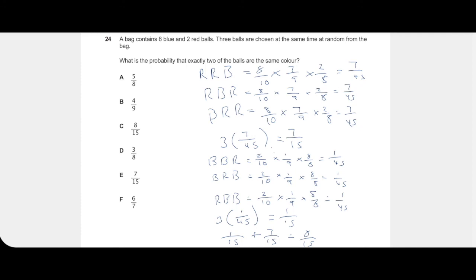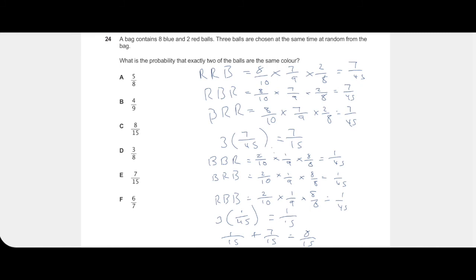So the probability of getting red, red, blue is equal to 8 over 10 times 7 over 9 times 2 over 8, which is equal to 7 over 45. And this is going to be the same probability for red, blue, red, and blue, red, red. And I'm just going to add those 3 probabilities together.